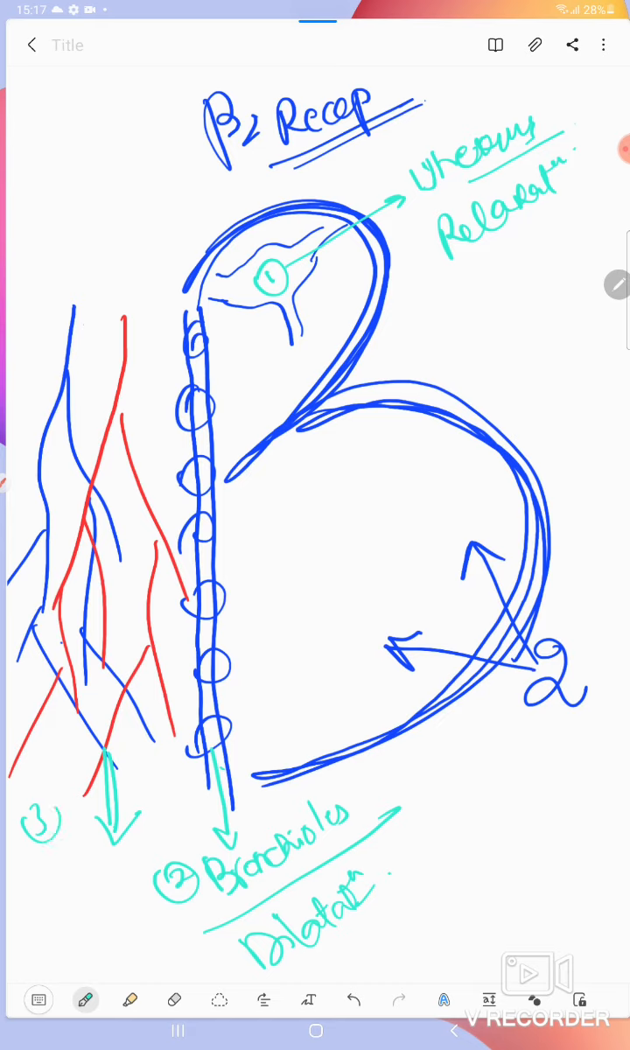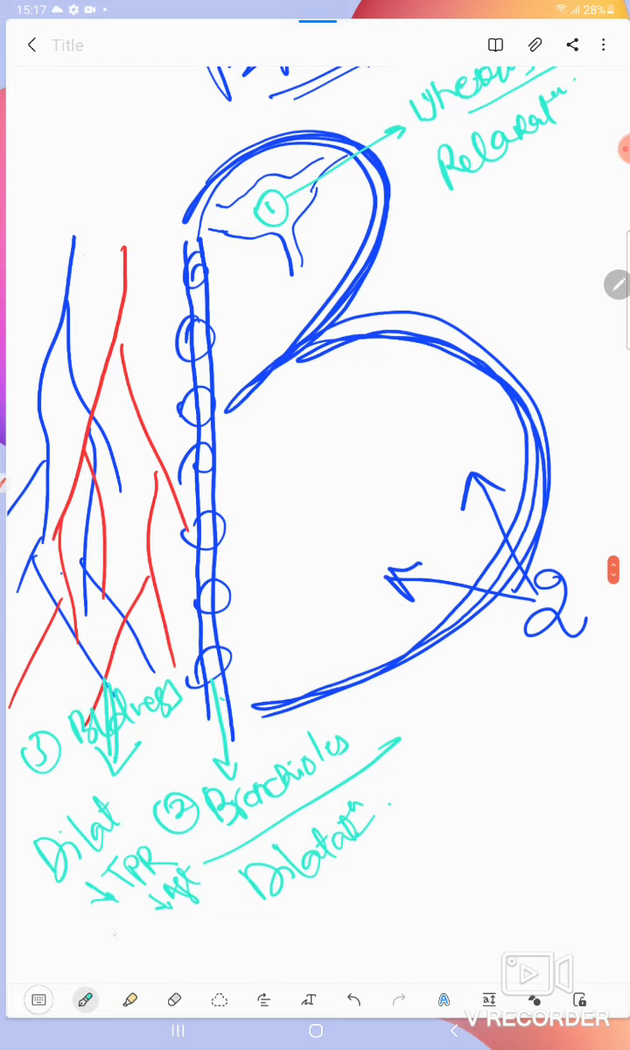Here also we have the smooth muscles. The third location is your blood vessels. Blood vessels also lead to dilatation. Dilatation will lead to a decrease in the total peripheral resistance. That decreases the afterload, and it also basically decreases the diastolic pressure. So this was all about the blood vessels.